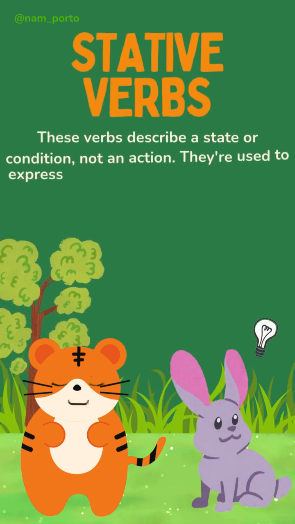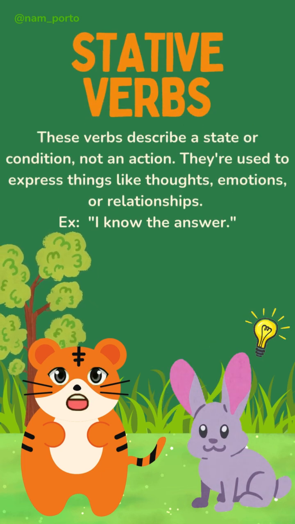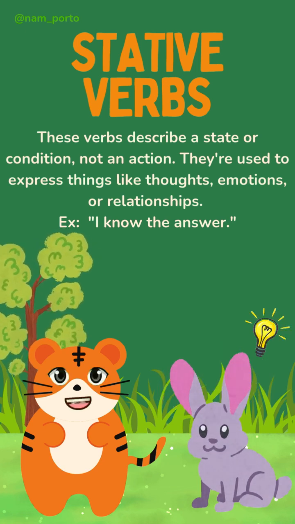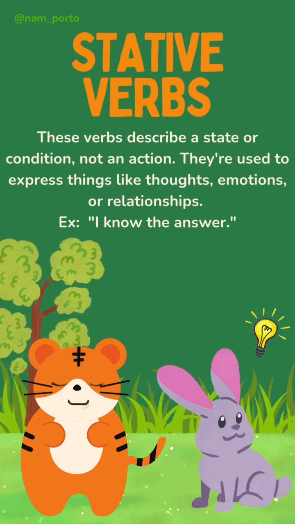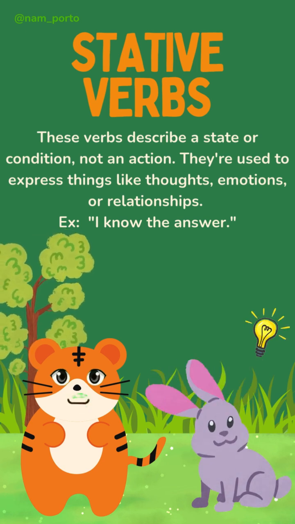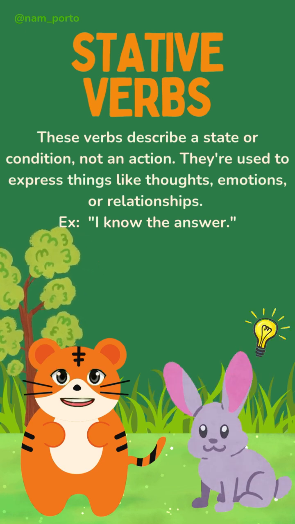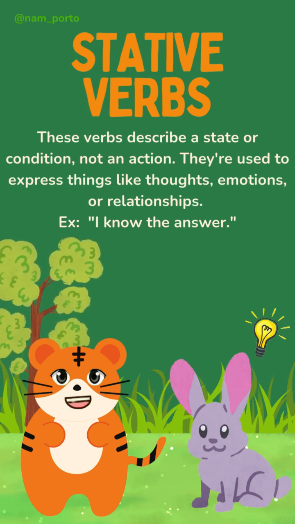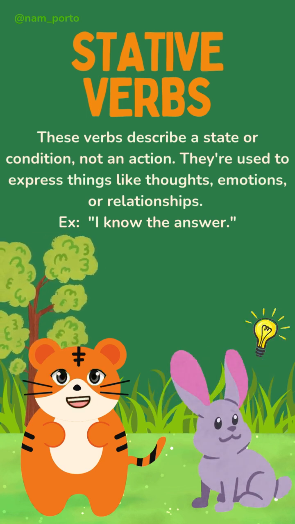Next, we have stative verbs. These verbs describe a state or condition, not an action. They're used to express things like thoughts, emotions, or relationships. For example, I know the answer. The verb know shows a state of knowledge, not an action. Other examples include belong, feel, love, seem.